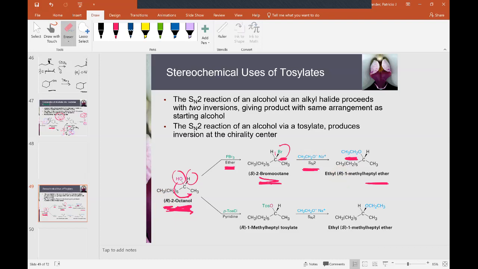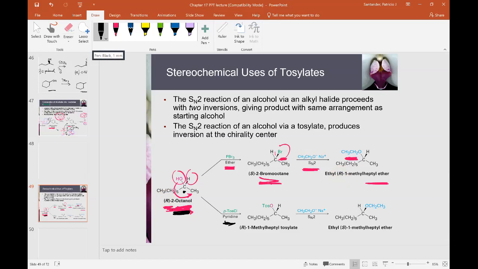So let's contrast that now with this other approach. How about if I prepare the tosylate associated with this alcohol? Well, the reaction is taking place on the OH, so nothing is happening on the carbon atom of the main chain, right? So if I had R configuration to start with, I will still have an R tosylate, right? The tosylate will still retain the same configuration.